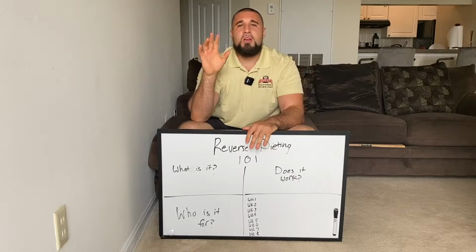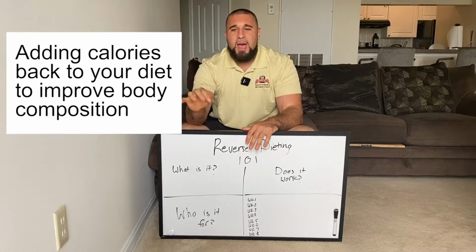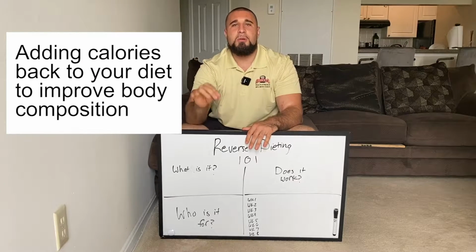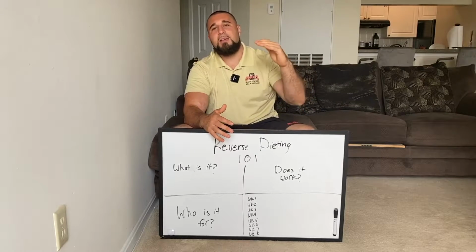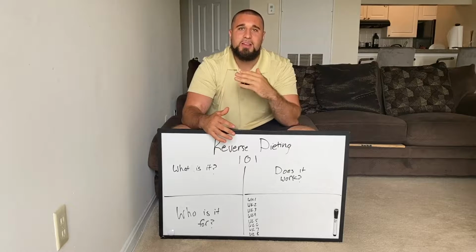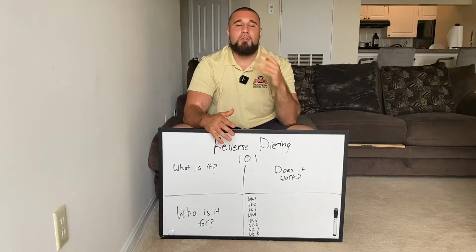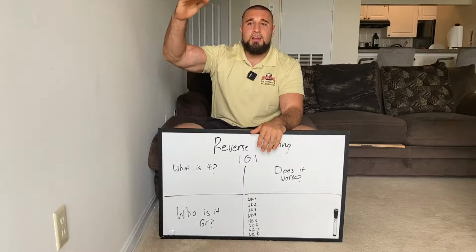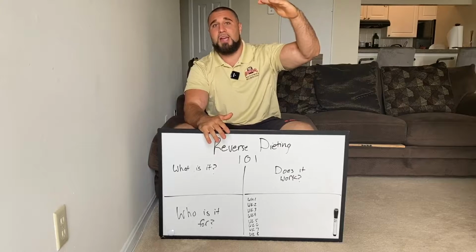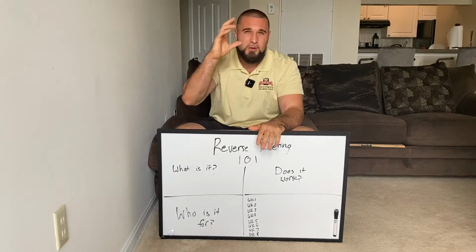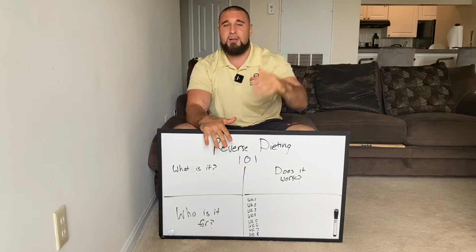So very first and foremost, what is reverse dieting? Reverse dieting is simply just adding back in calories to your diet to improve your body composition. That's really all reverse dieting is. You're simply adding back in calories from your calorie deficit, because the only way to lose fat is to be in a calorie deficit. When you diet, you bring down your calories, right? Reverse dieting is you bring back up your calories, okay? So that's a very quick, easy way to think about it. When you diet, you bring down calories. When you reverse diet, you bring up calories, right?